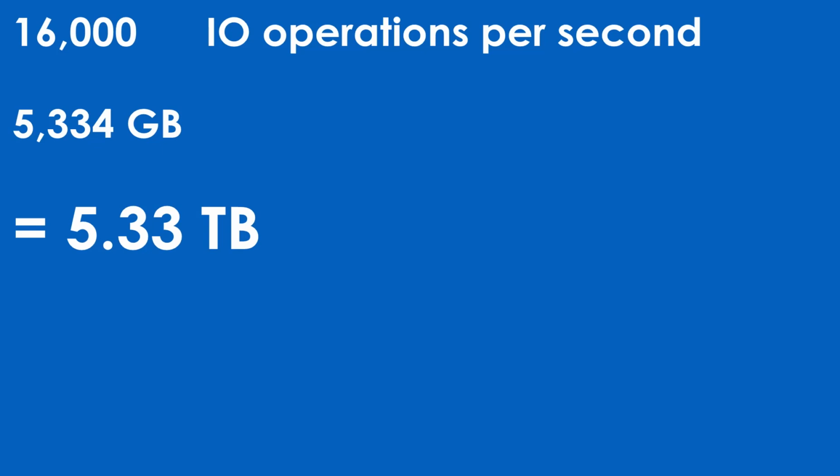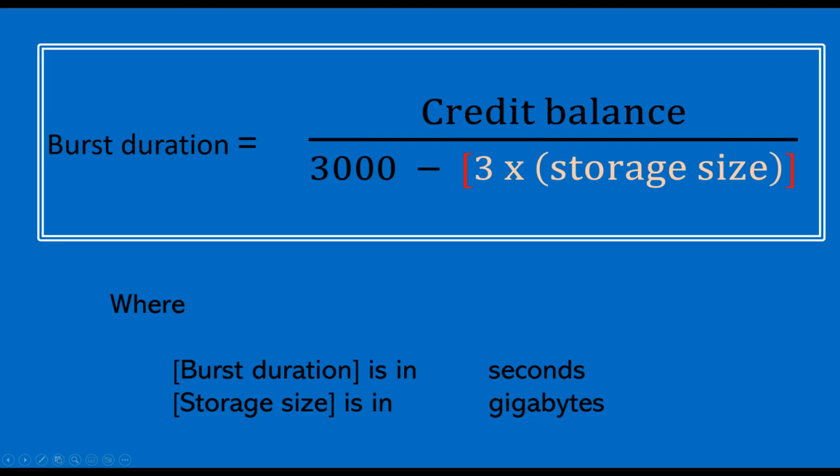If you think you might occasionally need up to 3,000 IOPS, but don't need a lot of storage, you don't have to over-allocate storage just to get your desired number of IOPS. Volumes smaller than 1 terabyte can temporarily burst to 3,000 IOPS. The duration of the burst is determined by the following formula. The burst duration in seconds is equal to the following fraction: on the top you have the credit balance, and you divide that by 3,000 take away 3 times the storage size in gigabytes.